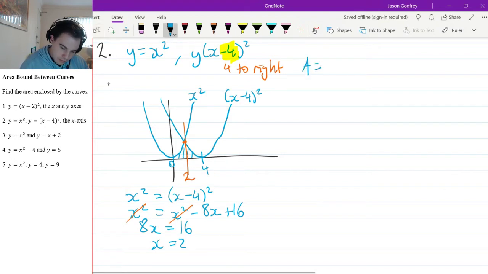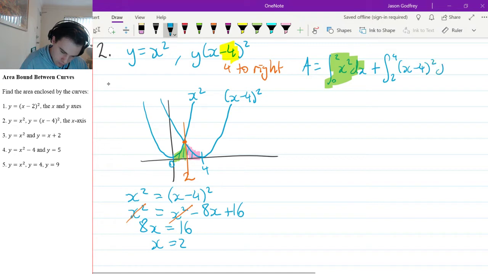Alright, so how can we find the area? Well, we can find the area by finding this green piece here, which is the area from 0 to 2 of x squared. Right, that's the green bit there. And we'll add it to this pink piece here, which is the area from 2 to 4 of x minus 4 squared. Right, so that's where each of those pieces have come from.